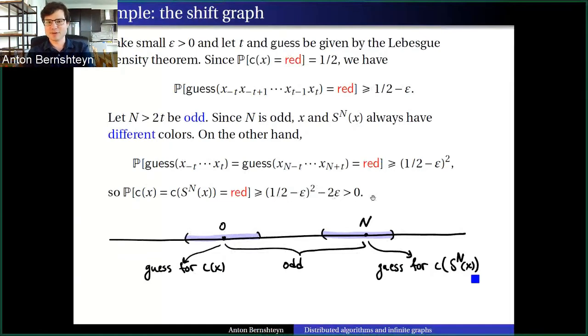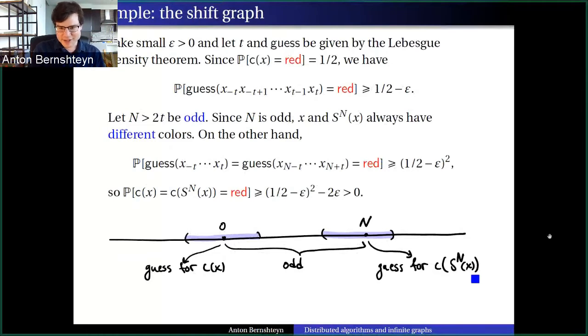So there is a positive probability that x and Sn of x have the same color and the color is red. And yet I just said that x and Sn of x cannot ever have the same color. And this is a contradiction. All right. So this is a typical type of argument that one would use to prove lower bounds.